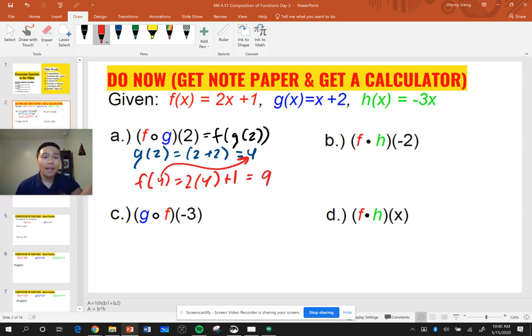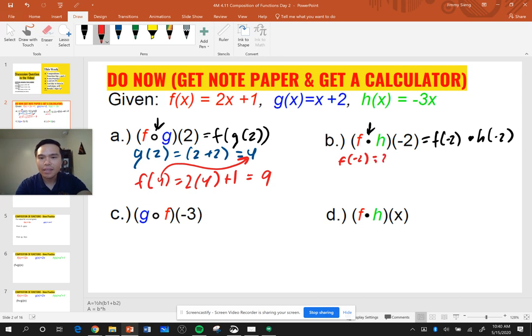Okay, now let's compare with B. Notice the dots here, right? Those mean different things. The first one means composition. The second one means multiply those two. So really what this is saying is f of negative 2 times h of negative 2, right? So I need to find the value of both of those functions. And I can see that f of negative 2 is going to give me negative 3.